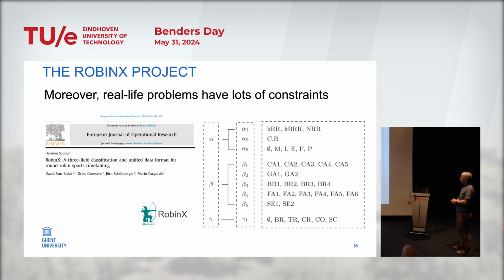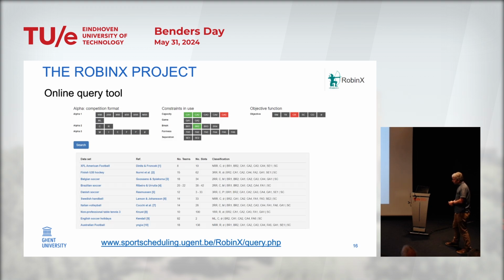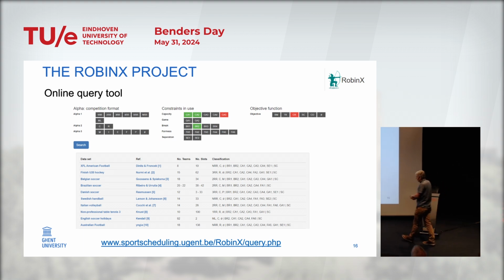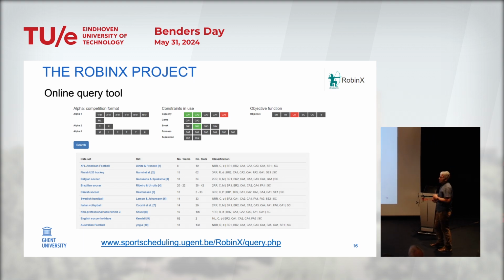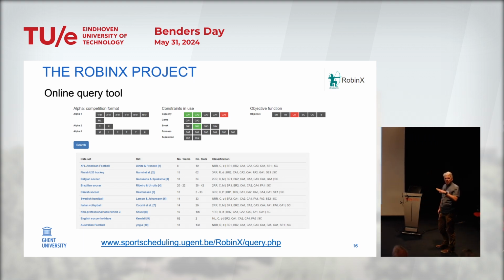Actually, that brings me to the RobinX project, which is a great starting point if you want to get involved in sports scheduling, or if you want to offer some topic to a master thesis student or something like that. I would advise you to go to this website. We have this tool here where you can indicate what kind of constraints you want your problem to have, and which kinds of constraints you hate. And then you can click search and you get a list of all the papers in the literature that have problems with exactly these properties. So you would easily find the relevant literature.